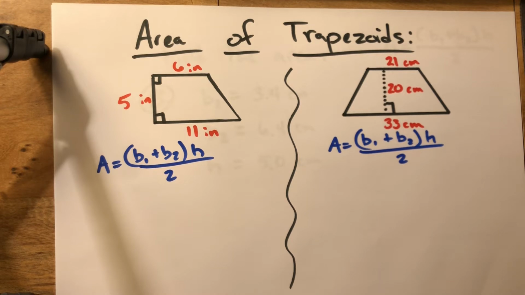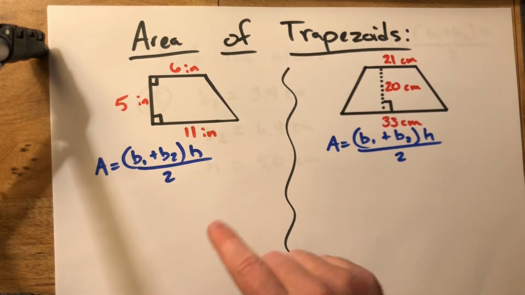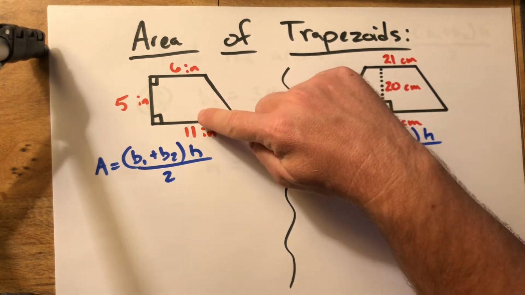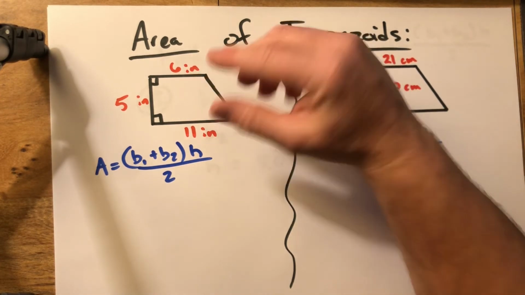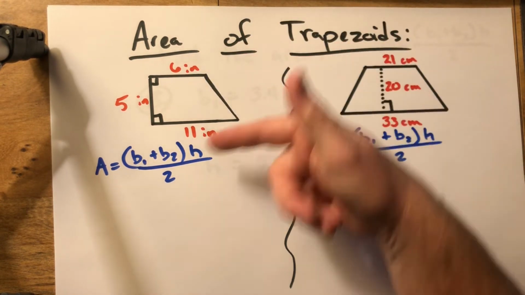So area of a trapezoid can be found by a formula. It's a little bit difficult, but base 1 plus base 2 times the height, all divided by 2. The reasoning behind that is if you take a trapezoid such as this and you flip it over, you end up adding the 6 and the 11 to make a big rectangle here.